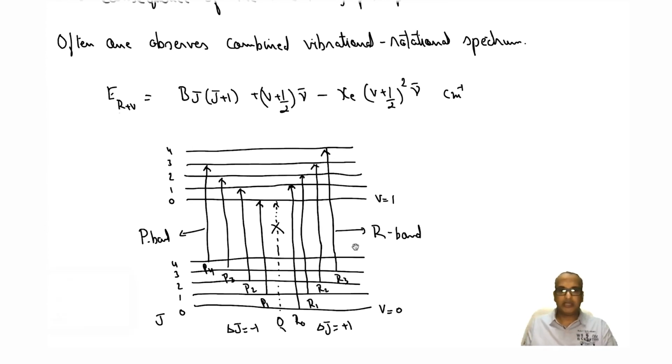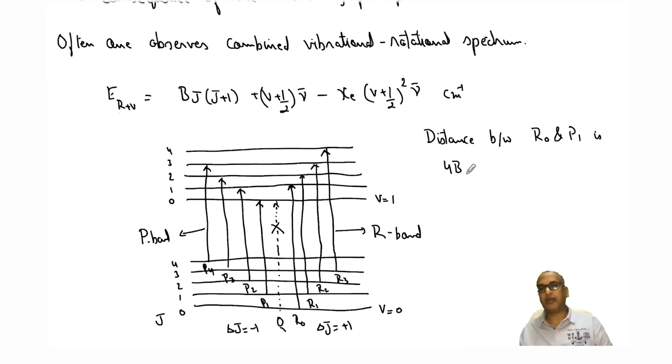Now why are we discussing this? Because if you notice, you can calculate the frequency distance between R0 and P1, which is 4B. So if you know B, you can go back and calculate the bond length, because from B you can get the moment of inertia. From the moment of inertia you know the reduced mass mu, so you can calculate R.